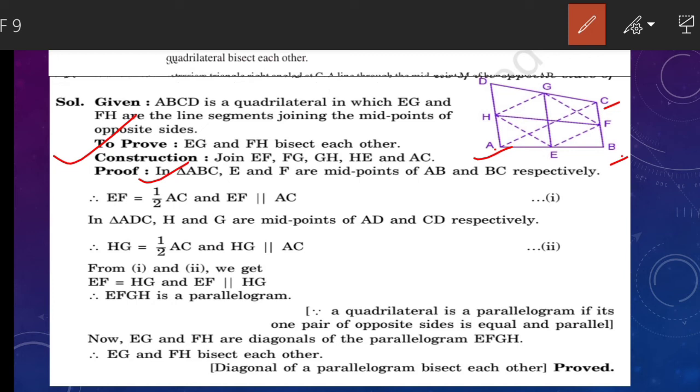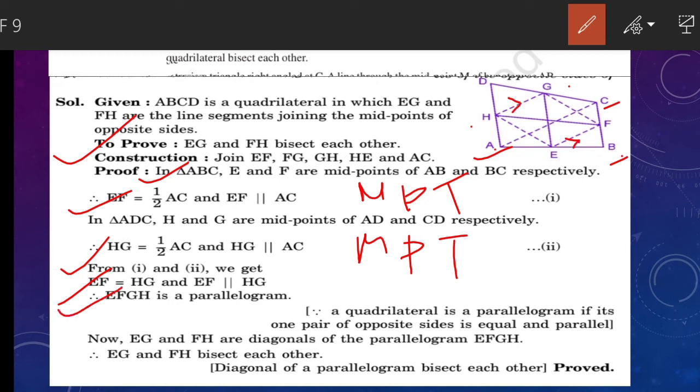So by the midpoint theorem, we can say EF is parallel to AC and EF is half of AC. Similarly, G and H are midpoints of CD and AD respectively. So we can say HG is half of AC and HG is parallel to AC using MPT, the midpoint theorem. So from relations 1 and 2 together, we can write EF is equal to HG and EF is parallel to HG.